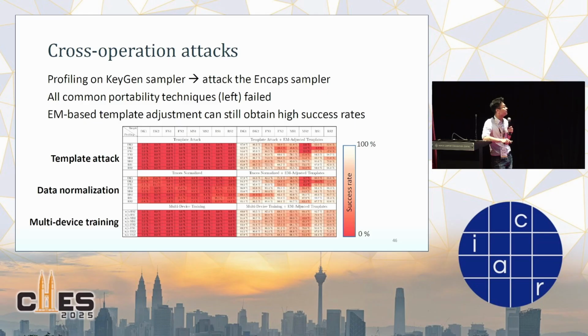Here we can see on the left-hand side that all the common portability techniques kind of fail. Data normalization has slight success. But with the help of our adaptive template attack, we can improve all these results to a pretty good success rate. So yeah.